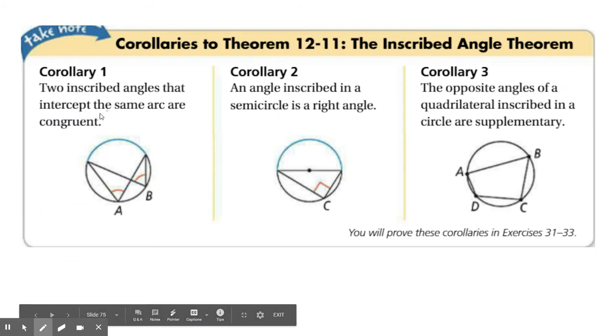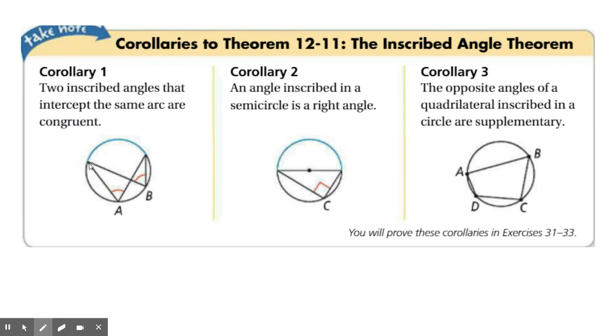So 2 inscribed angles that intercept the same arc are congruent. So if you notice, angle A here intercepts this arc. Angle B here also intercepts the same arc. So of course, they're each going to be half that arc, so they're going to be congruent.